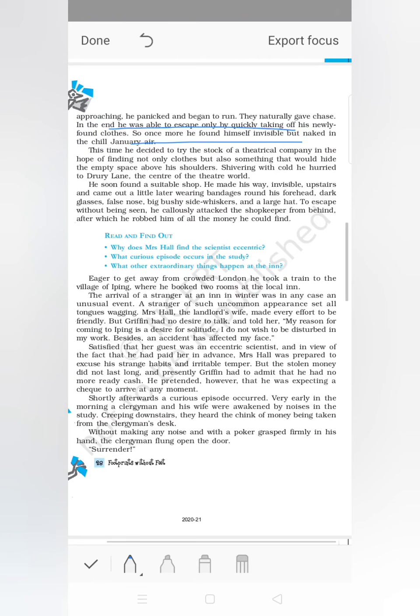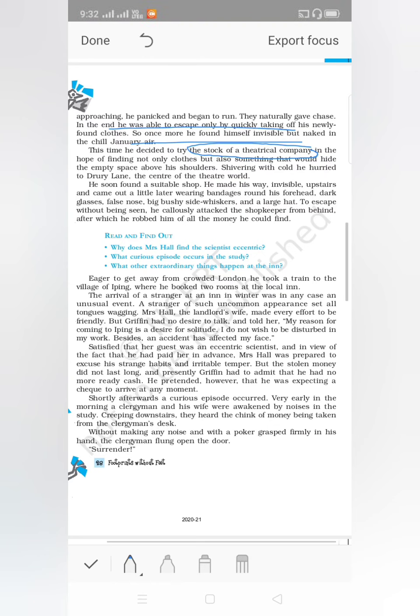This time he decided to try the stock of a theatrical company. The next destination was the stock of a theatrical company. He finally found a place there, in the hope of finding not only clothes but also something that would hide the empty space above his shoulders.